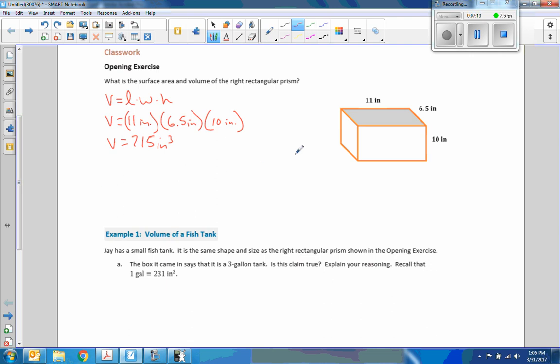Okay, now I got a little bit more specific with the surface area there. I wanted to show it as a net to explain that there is a front and a back you can't see, and a left and a right you can't see, and a top and a bottom you can't see.